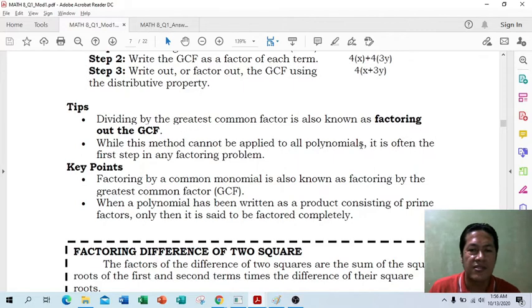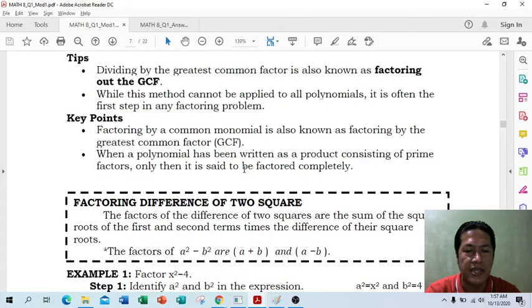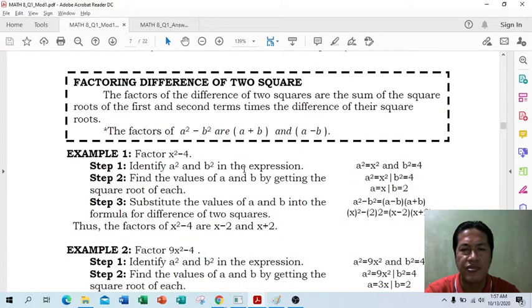Dividing out the greatest common factor is also known as factoring out the GCF. Here are the tips. While this method cannot be applied to all polynomials, it is often the first step in any factoring problem. Key points: factoring by common monomial is also known as factoring with the greatest common factor. When a polynomial has been written as a product consisting of prime factors only, then it is said to be factored completely. Next topic. There are quite a few topics in module 1, so please bear with me.